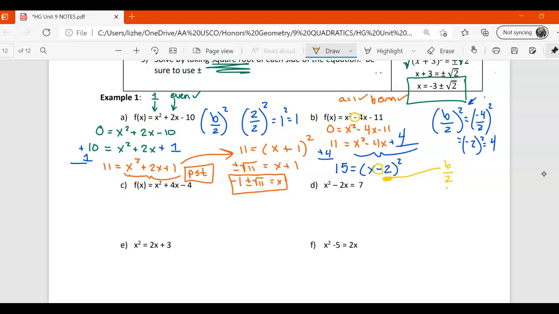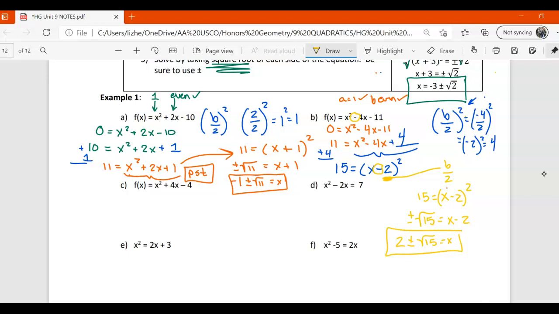But anyhow, so here we are. We have 15 equals x minus 2 squared. So I have to square root both sides. So plus or minus square root of 15 equals x minus 2. And so then I'm going to add 2. So 2 plus or minus the square root of 15 equals x. There's my answer. 2 solutions.